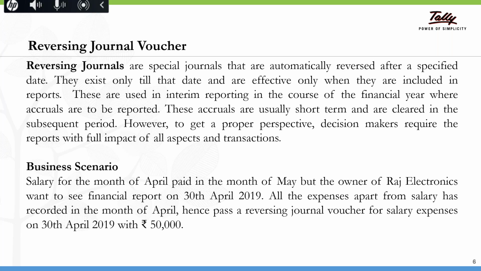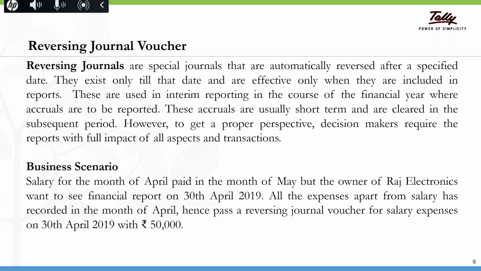All the expenses apart from salary have been recorded in the month of April. All the expenses are already recorded, but the salary is not yet recorded, just because the salary will be paid in the month of May. Okay. So hence, pass a reversing journal voucher for salary expenses on 30th April 2019 with rupees 50,000.